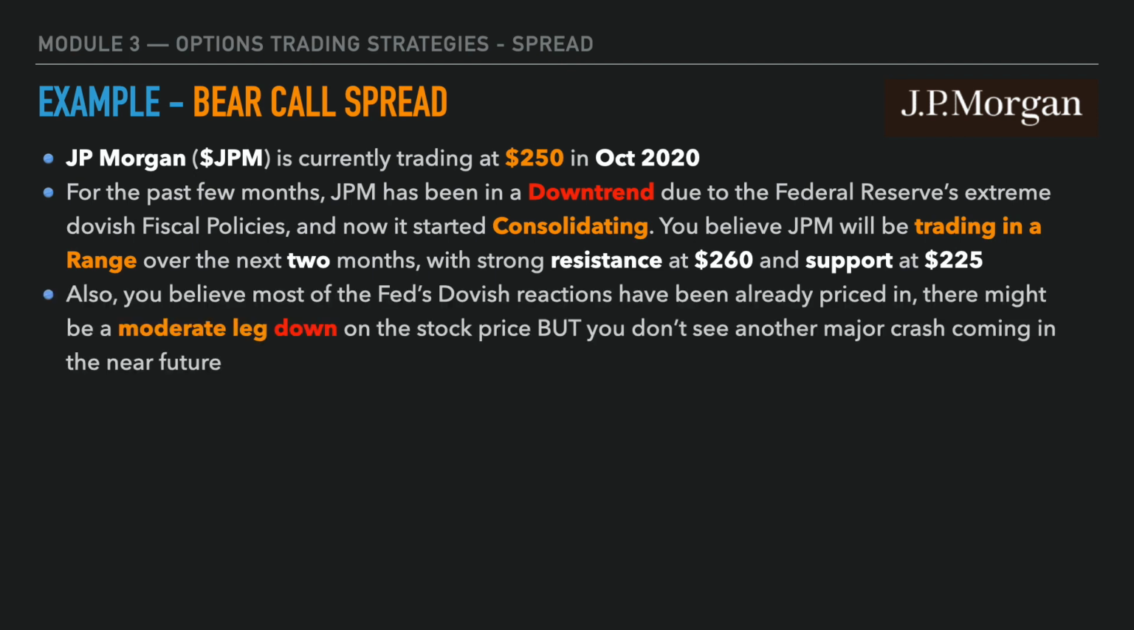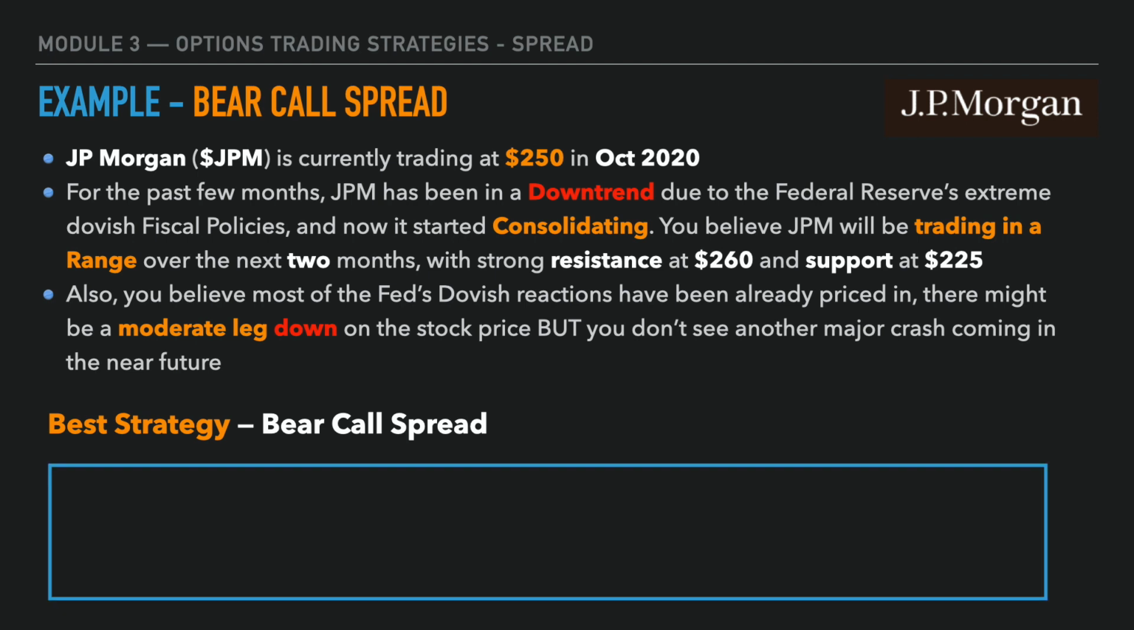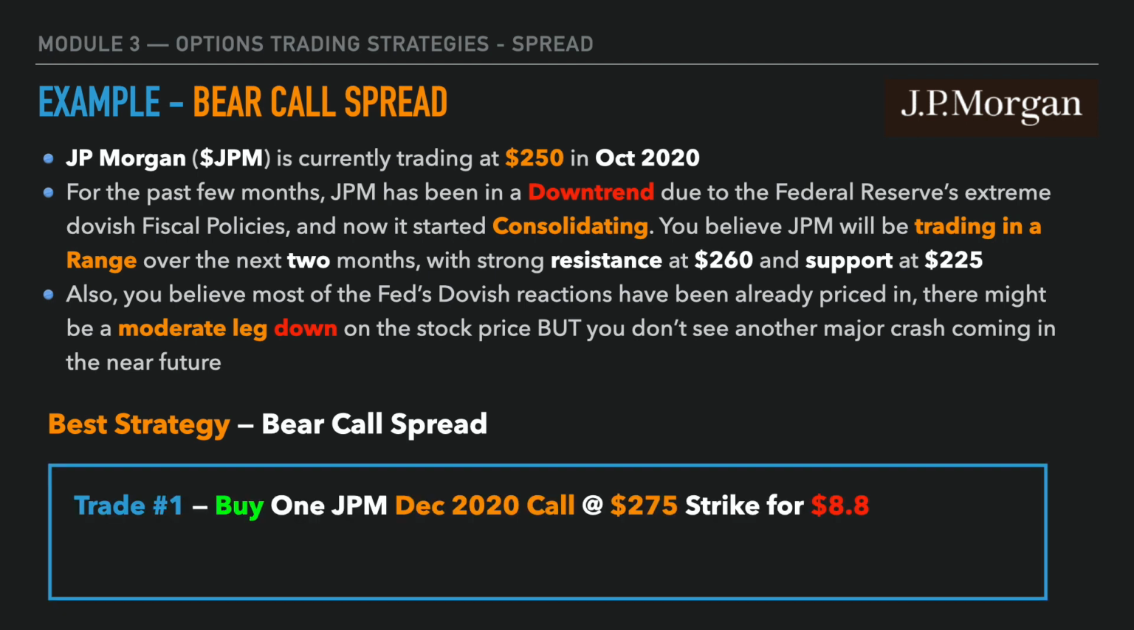On top of that, you also believe that most of the Federal Reserve's dovish reaction has already been fully priced in. There might be a moderate downside move on JPM stock, but you don't see another major crash coming in the near future. So, what is the best strategy to profit from such market conditions? The best way to take advantage of such markets is to use a bear call spread, and this is how it works. First, you buy one JP Morgan December 2020 call option at a $275 strike.